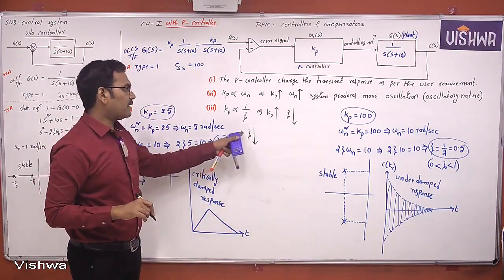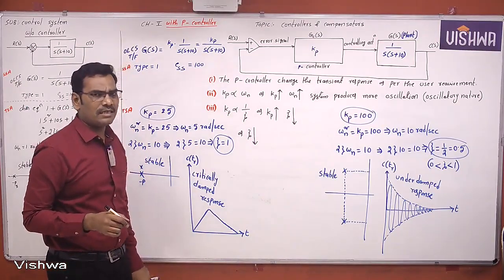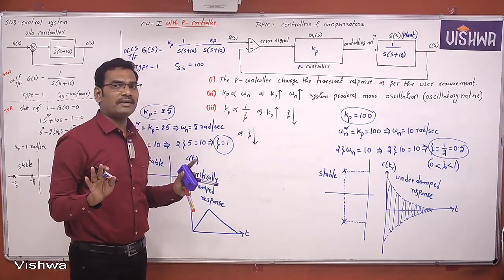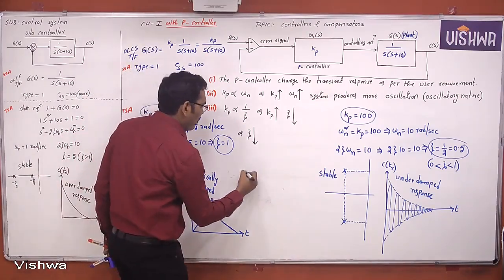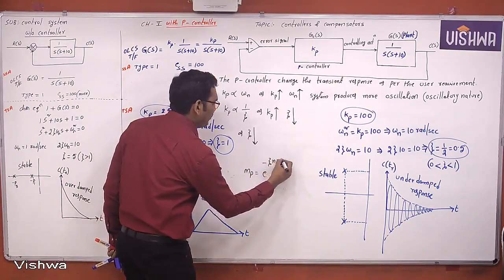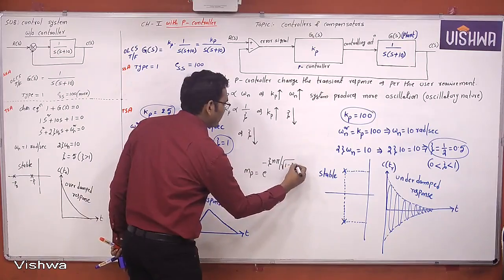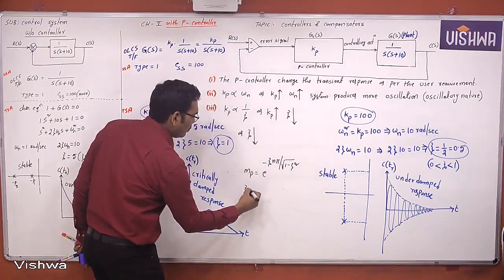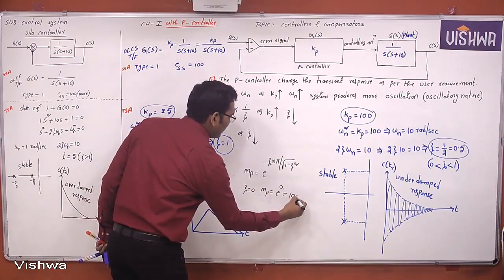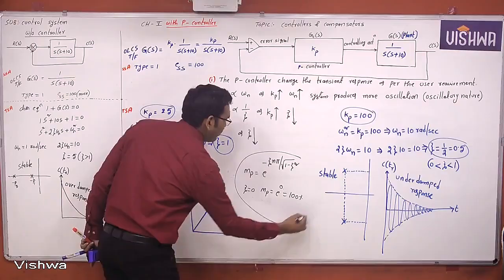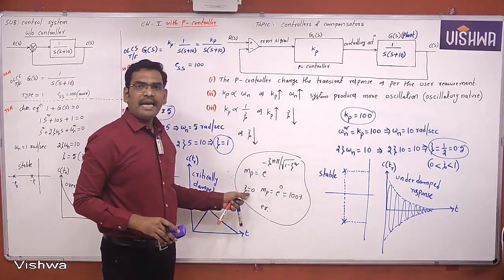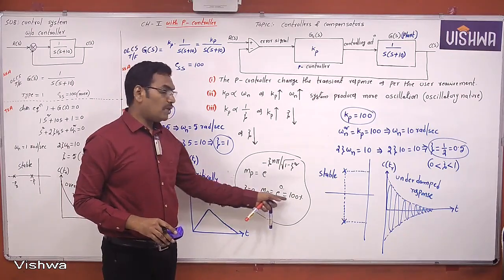As damping factor zeta decreases, is it an advantage or disadvantage, students? You just see here. When damping factor decreases means, let us assume damping factor zeta equal to 0. Now what is the peak overshoot? The peak overshoot is nothing but e power minus zeta pi by square root of 1 minus zeta square. Let us assume zeta equal to 0. Peak overshoot is how much? E power 0, which means 100%. For example, see here. When damping factor zeta is 0, peak overshoot is 100%.